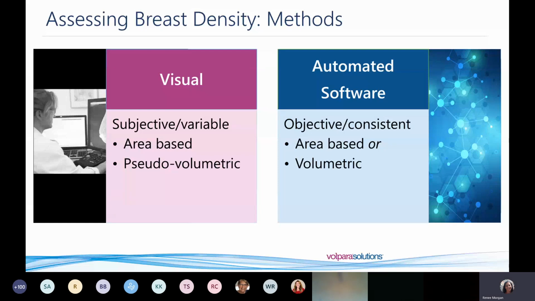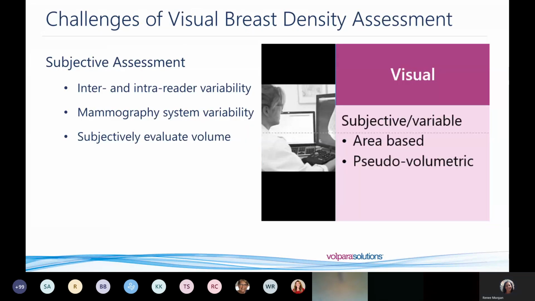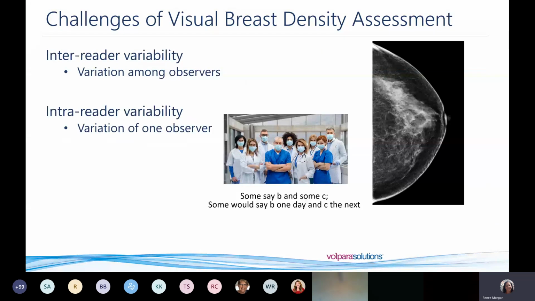So there's a couple of ways. Visual assessment will be subjective and variable, and typically area-based, and we'll talk about what we mean by pseudo-volumetric. And automated software will provide objective, consistent assessment of breast density, and there's a couple of ways, area-based or volumetric. Visual assessment is subjective due to inter- and intra-reader variability, mammography system variability, and the subjective nature of evaluating volume. And we'll touch upon these.